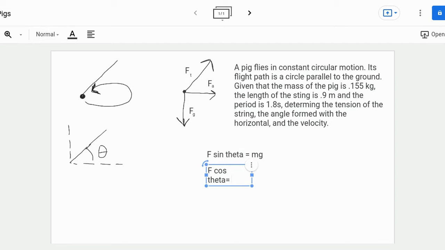And the centripetal acceleration we know is equal to v squared over r. And we know this because centripetal acceleration is always equal to v squared over r when you're in constant circular motion. And that's the acceleration. So using Newton's second law of F equals ma, we know that the force is equal to m times that acceleration, which yields the equation F cosine theta equals mv squared over r.